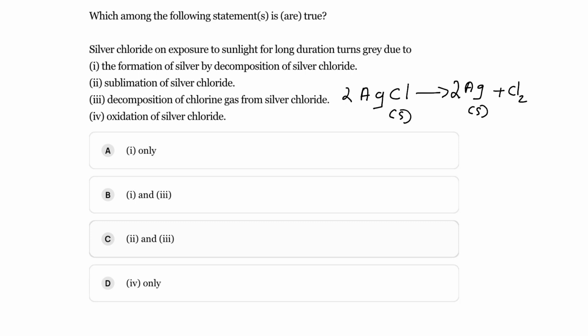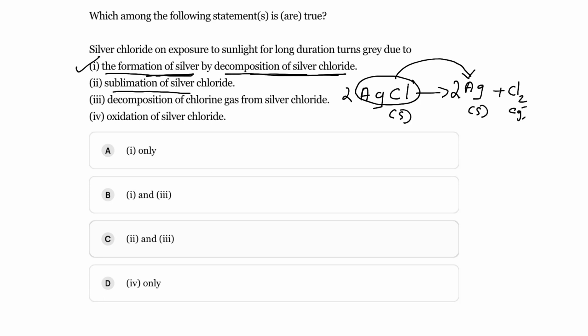Now, the formation of silver by decomposition of silver chloride, correct, right? Silver chloride undergoes decomposition. Chlorine is a gas, okay? And you are getting silver and chlorine gas. So you will get silver by the decomposition of silver chloride. So the reaction taking place is decomposition. Got it, right? Okay. So this is correct.